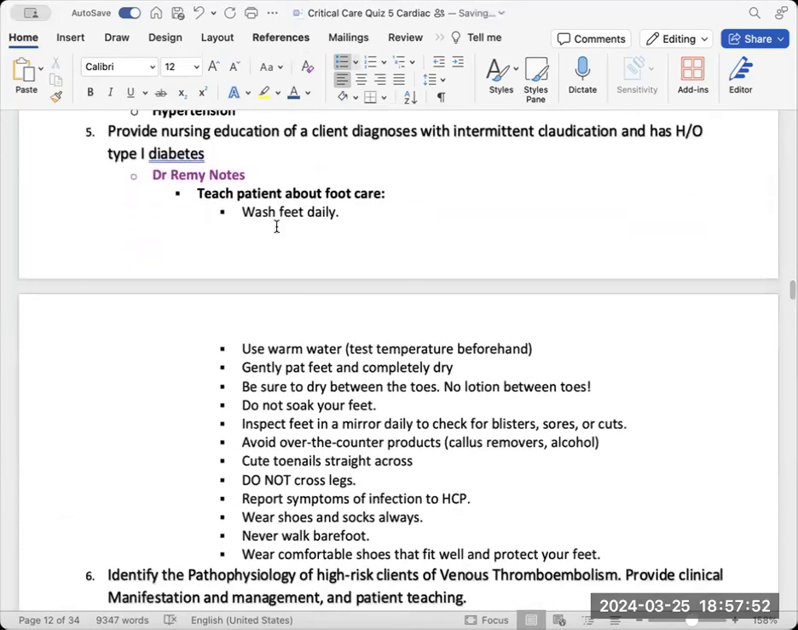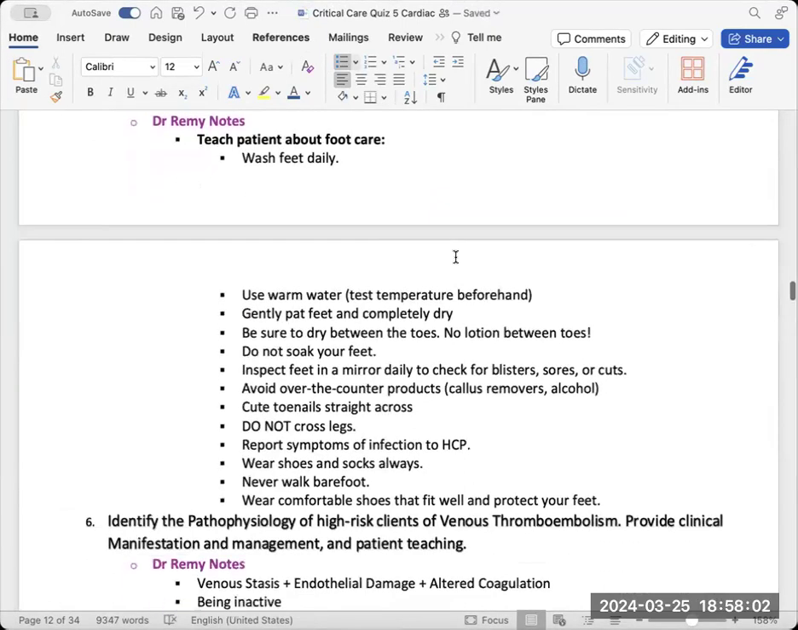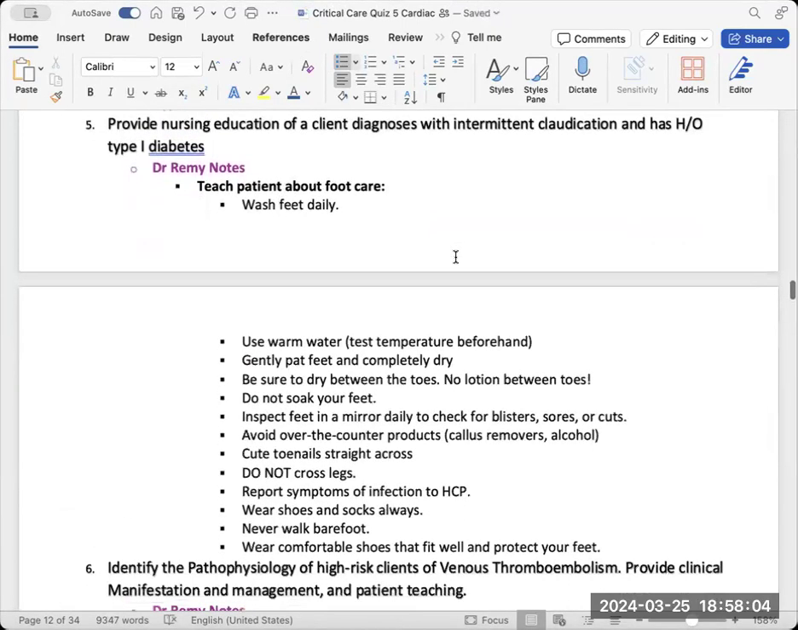Okay. The next question is to provide nursing education for a client diagnosed with intermittent claudication who has type 1 diabetes. She said focus on foot care. Now, foot care for a diabetic is so important, right? They need to wash their feet daily, but they can't soak their feet. They need to completely dry their feet, especially in between their toes, and do not put lotion in between the toes, right?